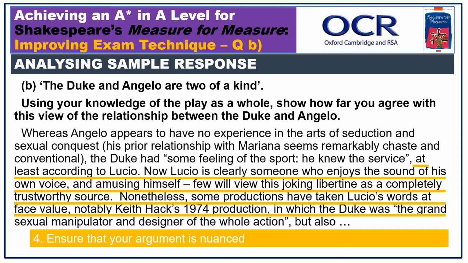Point number 4 is ensuring that your argument is nuanced. Perhaps it would be tempting to quote Lucio's famous lines about the Duke having some feeling of the sport, but not to talk about his trustworthiness for fear of weakening the overall argument. Not so. By pointing out explicitly what his character is like, I'm showing that I have taken account of this in my analysis, and have even found some historical productions of the play which have made a similar point.